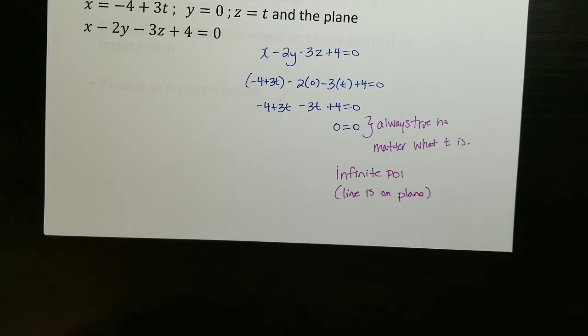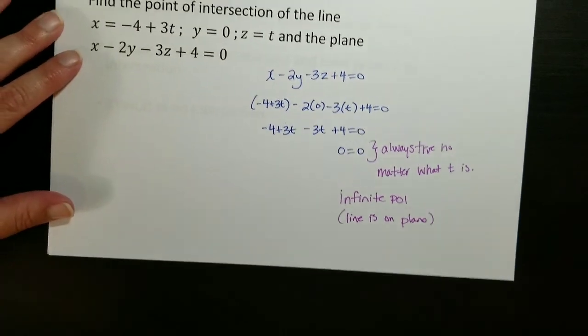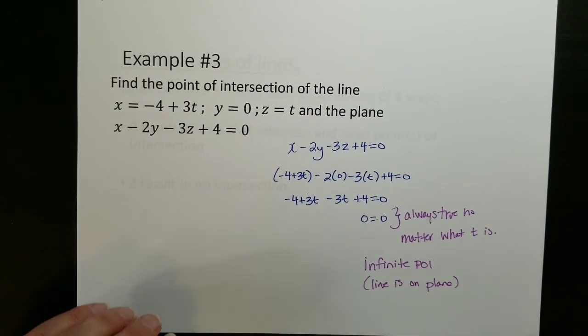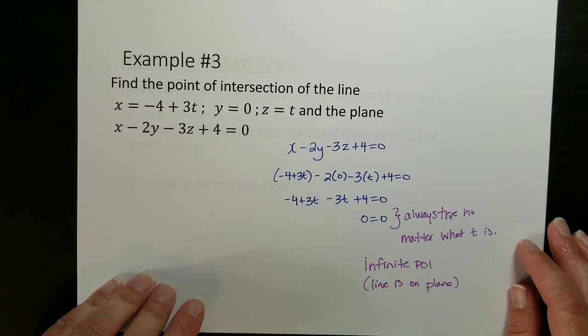Okay. So that's the three cases, visually and algebraically, of what can happen when you try and find a point of intersection of a line and a plane.